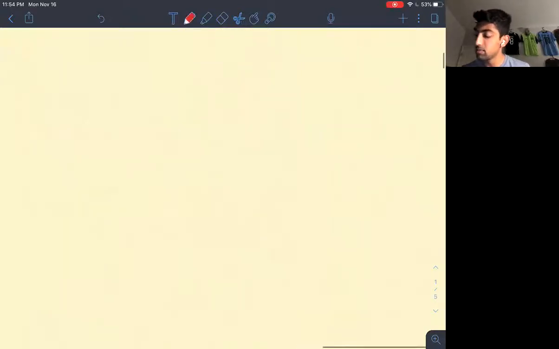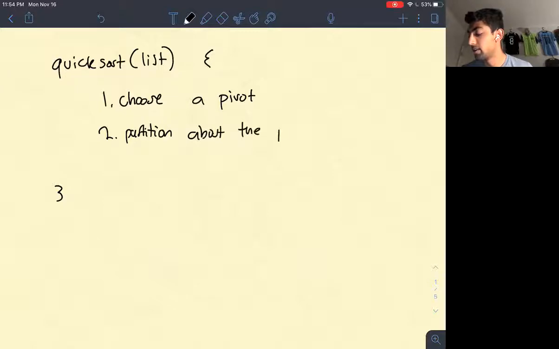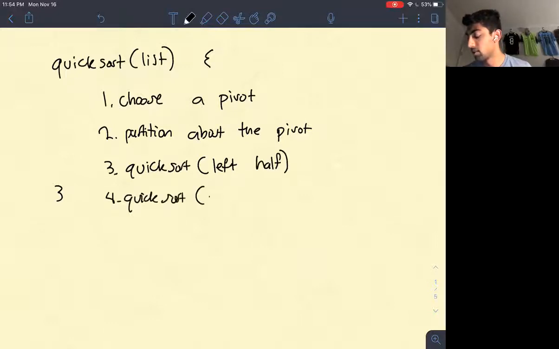Okay, so let's first, as usual, recall how quicksort works. So in quicksort, how it works is that we have some list. Okay, and the first thing we're going to do is choose a pivot. Then we partition about the pivot. Then we're going to call quicksort on the left half. And then we're going to call quicksort on the right half.